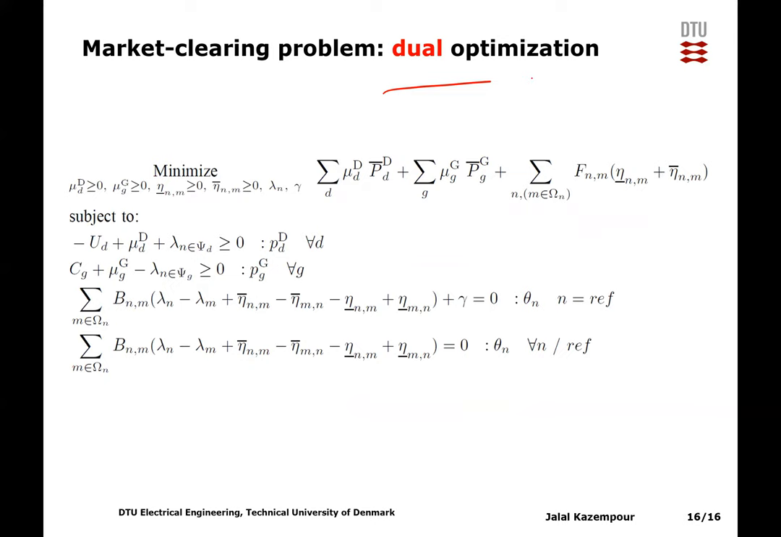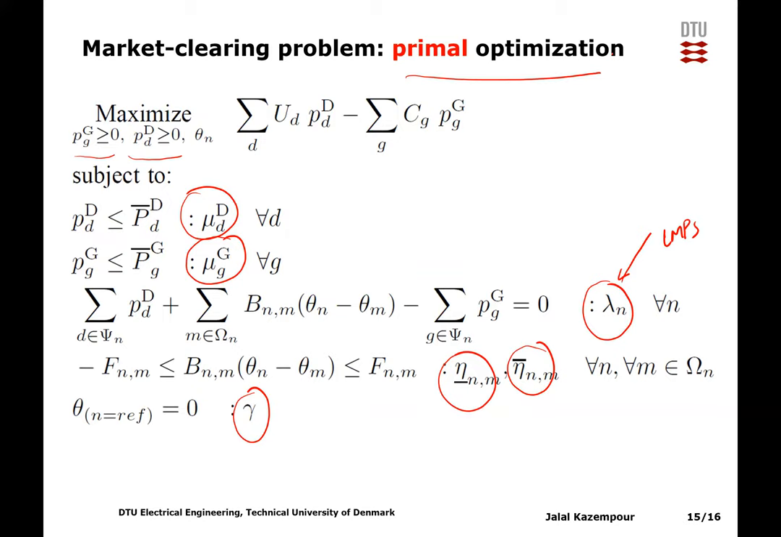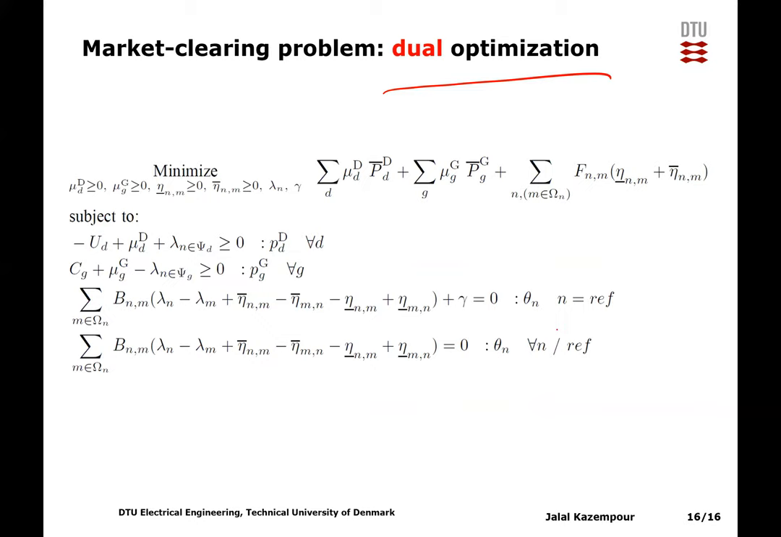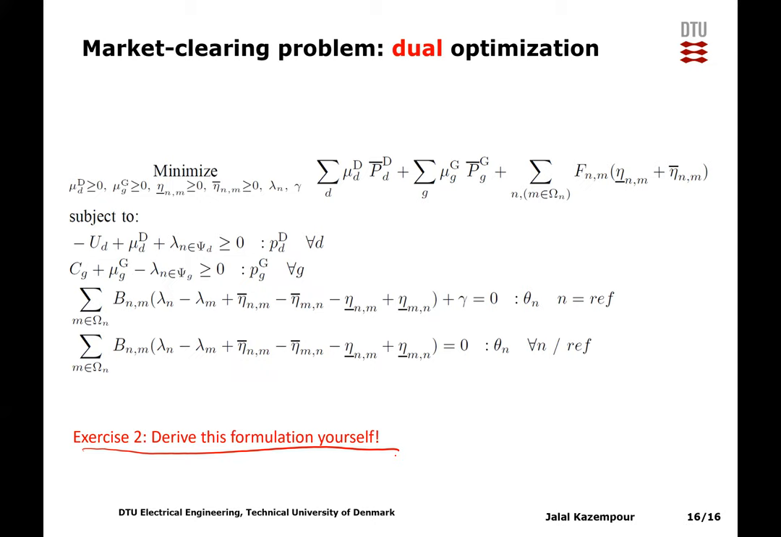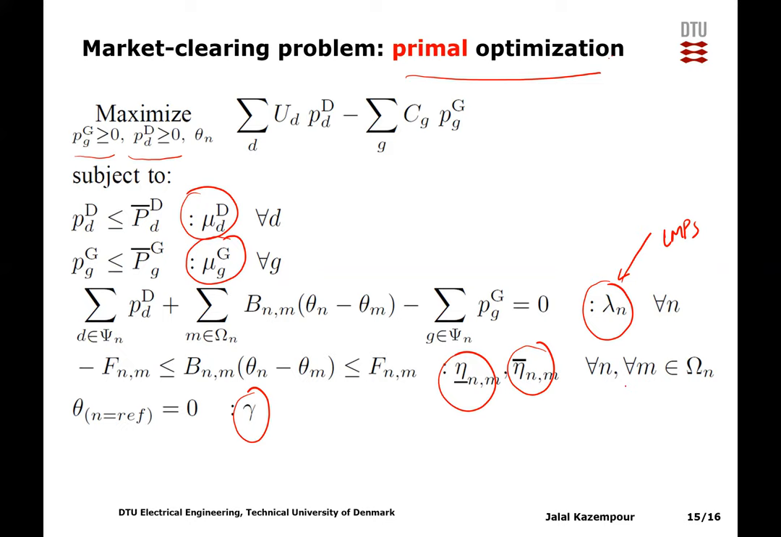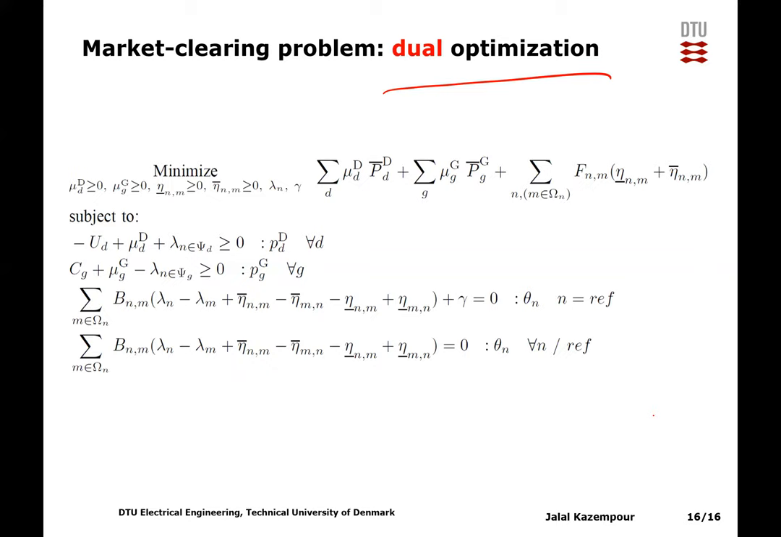Dual problem. If you derive the dual optimization of this problem, it will be this. It may look a bit scary at first glance. So now I will start explaining how to take the dual optimization of a problem. But it's your exercise tomorrow to understand how we can achieve this dual problem. So you have the answer, but by tomorrow, you need to think how to get this dual optimization problem from this primal optimization problem. How to achieve it is what I will explain in the next 20 minutes.